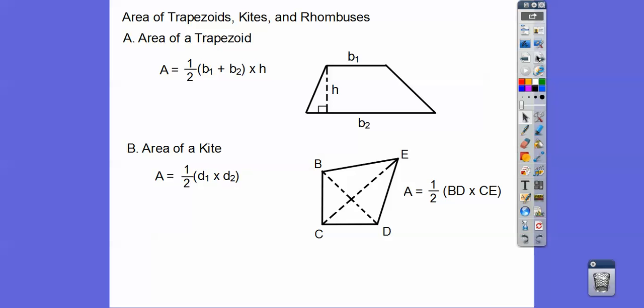So area of trapezoids, you guys, we add the bases, the parallel sides, multiply it times the height, and somewhere in there take a half of that. So the formula goes 1/2 base 1 plus base 2 times the height.